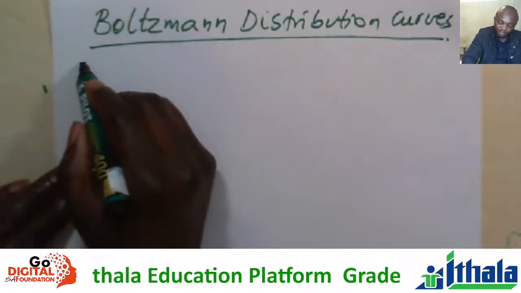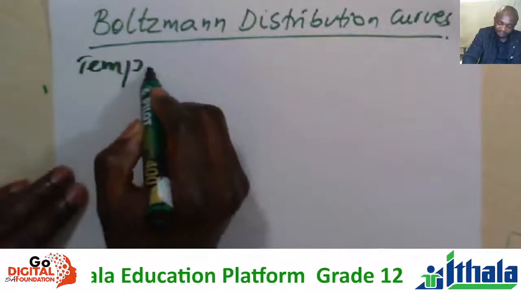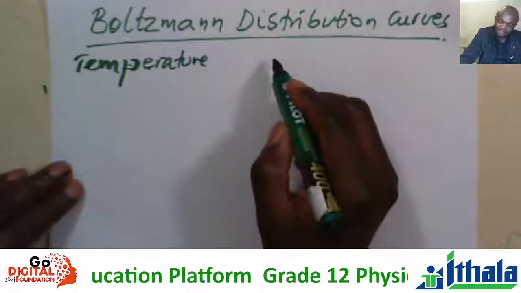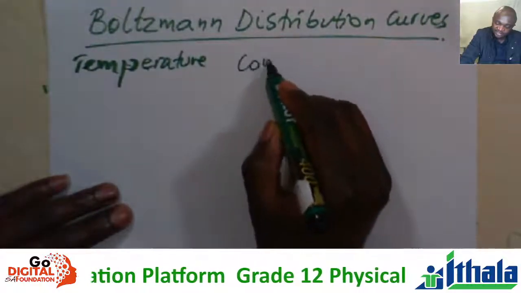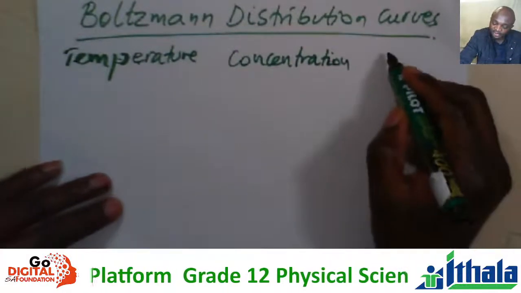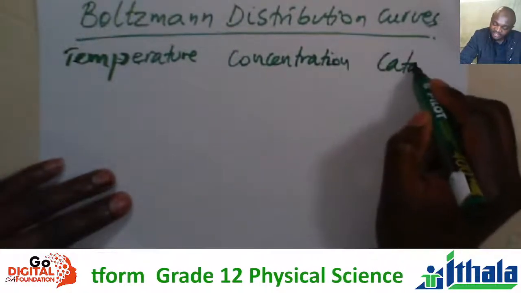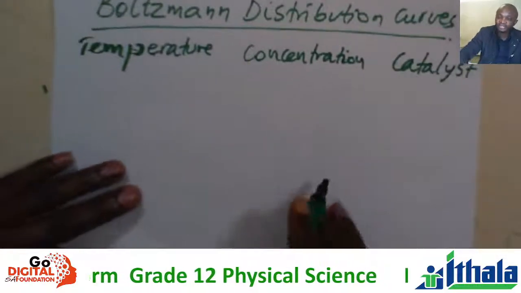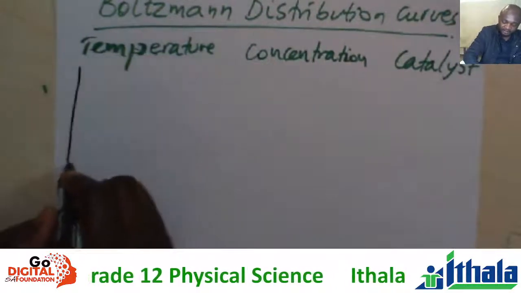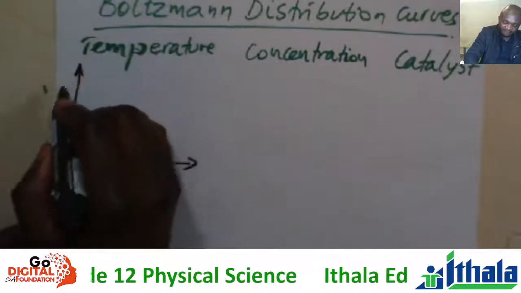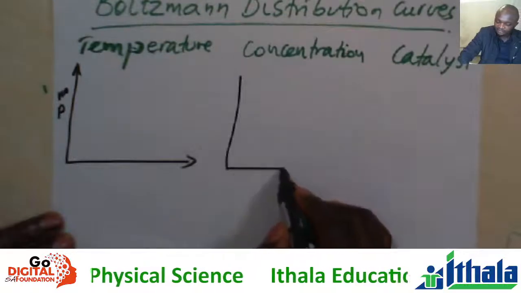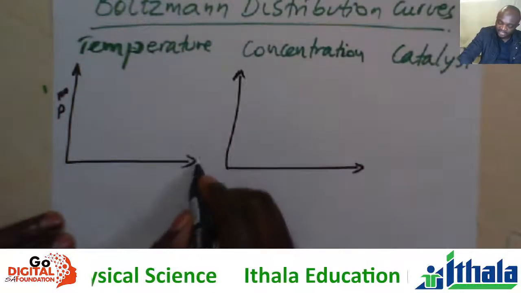The first one talks about temperature, right? His first graph goes with temperature, the second with concentration, and the third with the catalyst. It's all about the activation energy, the catalyst, right? I will do it all at the same time, the catalyst. So for temperature you have a graph with number of particles on one axis and energy on the other.